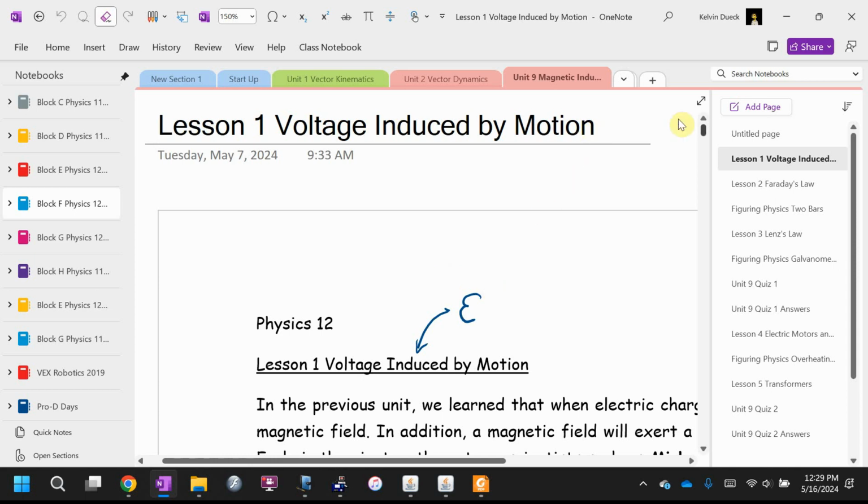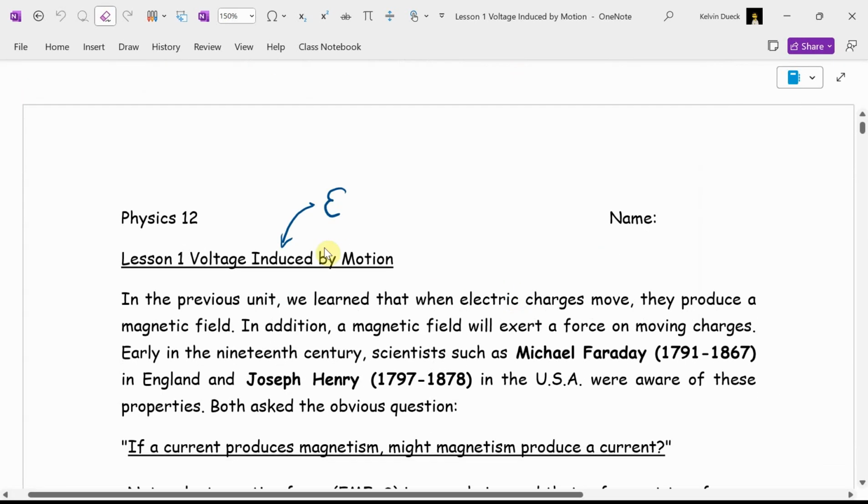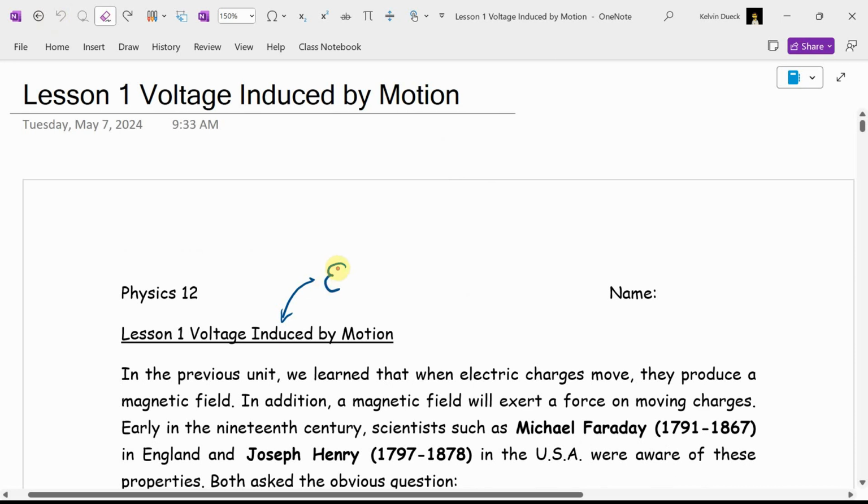Just to jog your memory, last day we introduced the concept of EMF, which is an abbreviation for electromotive force, which is a terrible abbreviation because it's not a force, it's voltage. Generally, we use capital V for voltage when it's done by a chemical battery. When it's an induced voltage, that's the fancy word for created from nothing through motion, we tend to use the Greek letter epsilon, the EMF symbol.